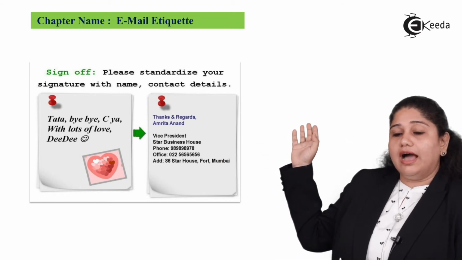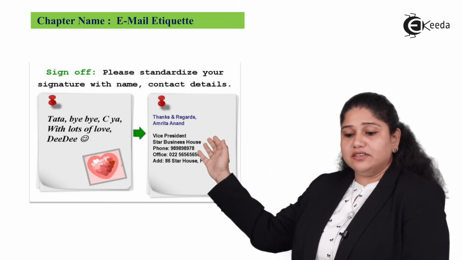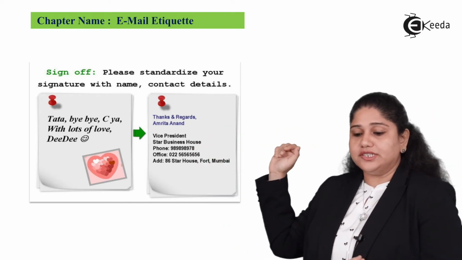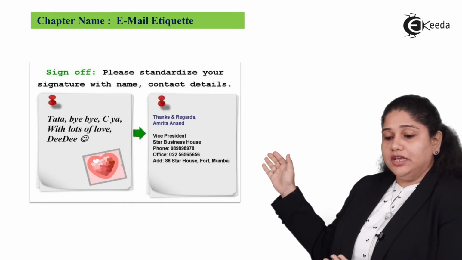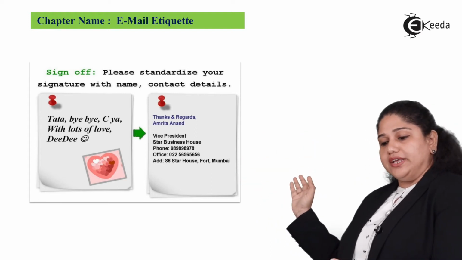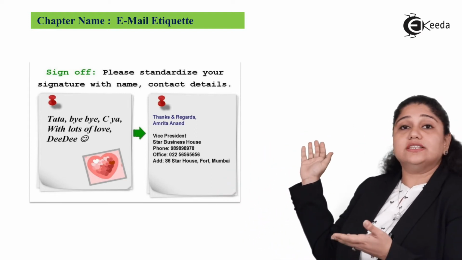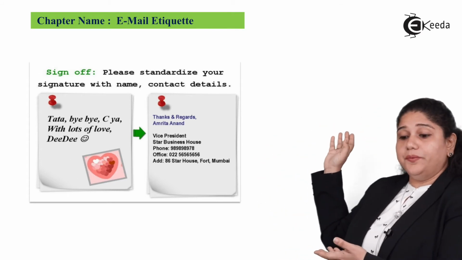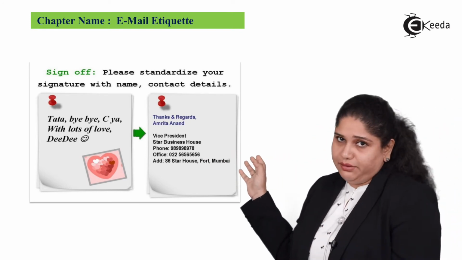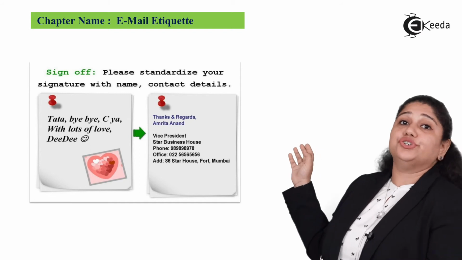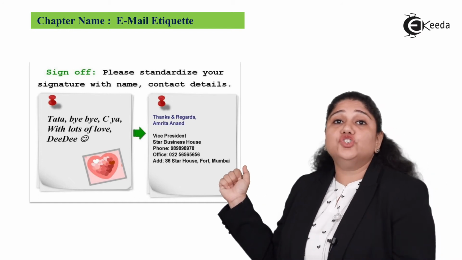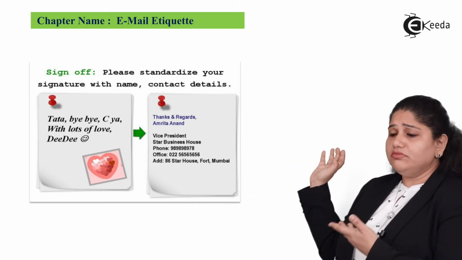So if you see how the Vice President, Miss Amrita Anand, has done her signature, she says thanks and regards, Amrita Anand, Vice President, Star Business House, phone number so and so, office number so and so, address so and so. Here she is not only mentioning regards and thanks, that's like a sign of signage, but she's also mentioning her name, which is very important. What else she mentions is her position in that particular organization, because everyone actually knows you by the position more than anything else. That's very important.